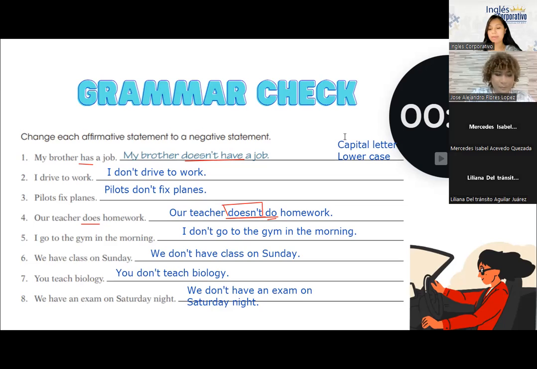My sister doesn't have a car. My mom doesn't ride a bike. My boss doesn't use a computer. Yes. Very good. And Katia. I don't always dance at night. He doesn't usually work on weekends. We don't always play soccer. Perfect. This one is perfect.